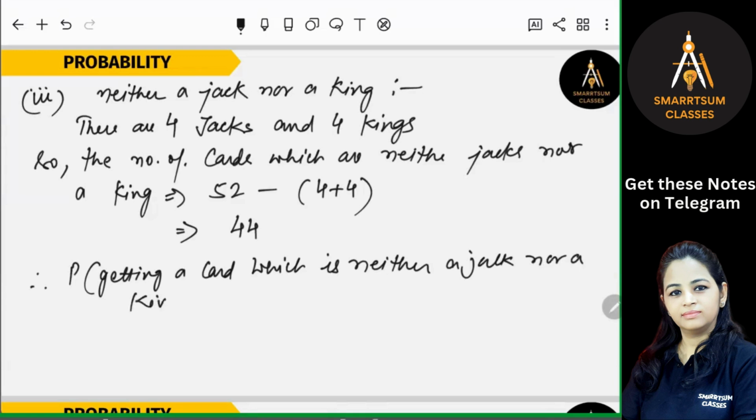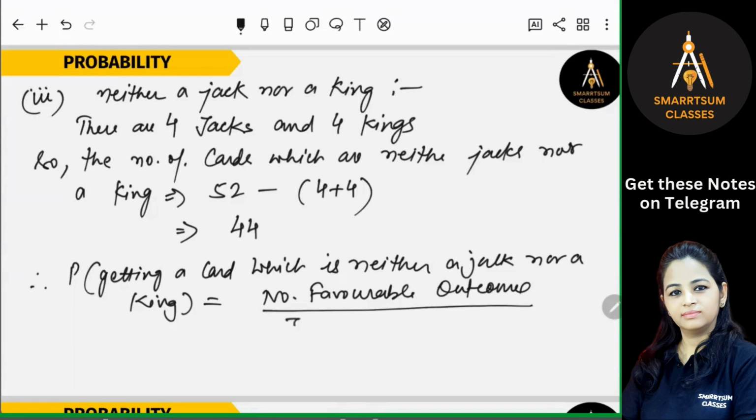So what will it be now? It will be equal to the number of favorable outcomes for this event to happen, divided by the total number of possible outcomes. This is our formula, right? Now, what is the number of favorable outcomes for this event to happen? That we have already found, that is 44, right? And the total number of possible outcomes in the whole deck is 52, right?